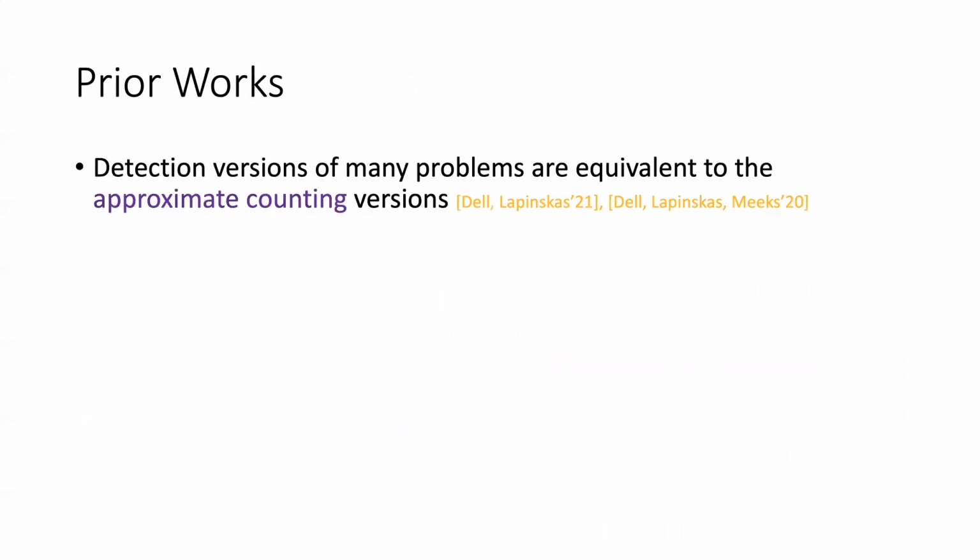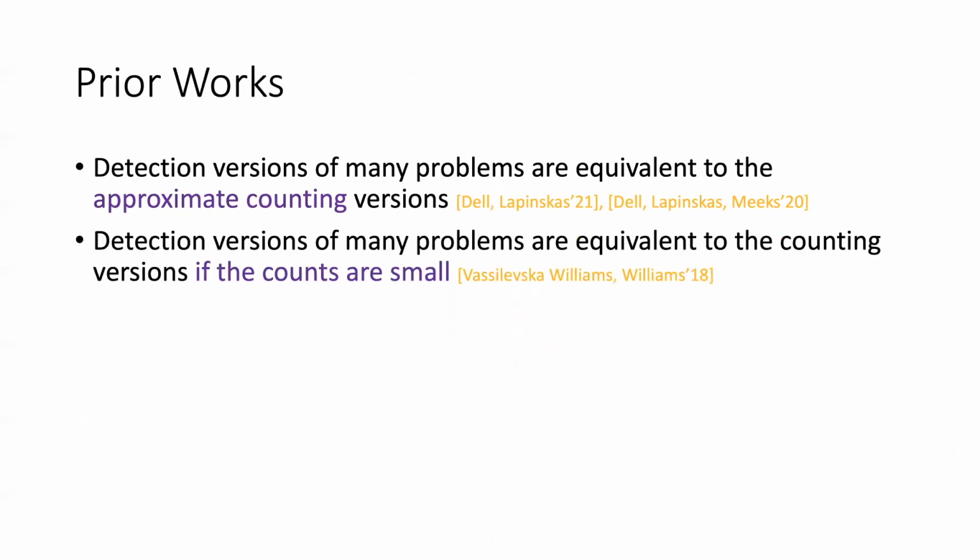There is some partial progress towards this open problem in prior works. It was known that the detection versions of many problems are equivalent to the approximate counting versions. And also, the detection versions of many problems are equivalent to the counting versions if the counts are small. However, in general, it was not known whether the detection versions are equivalent to the exact counting versions.